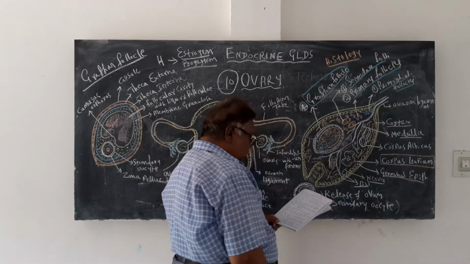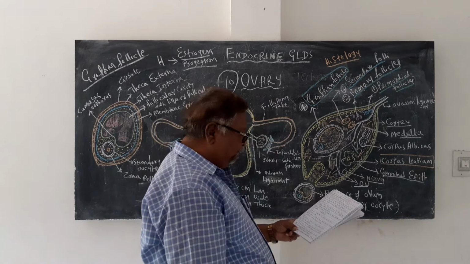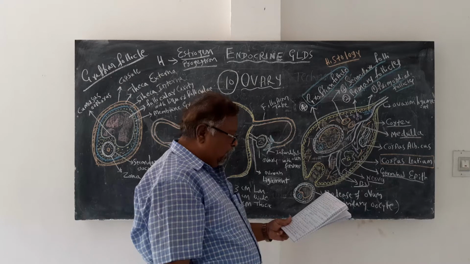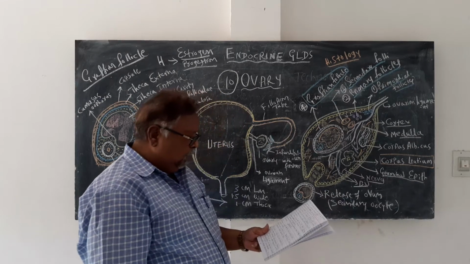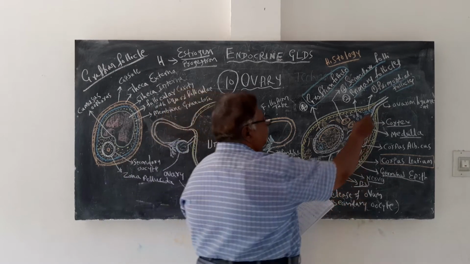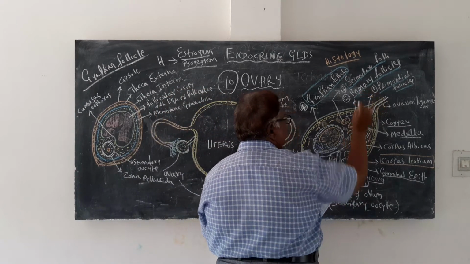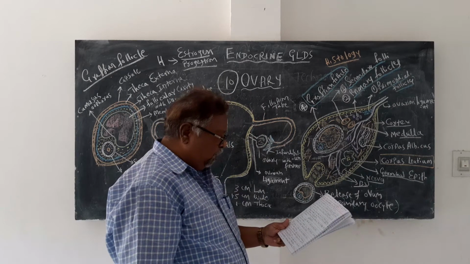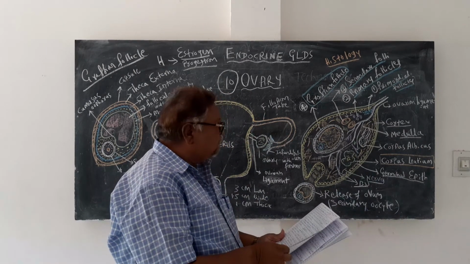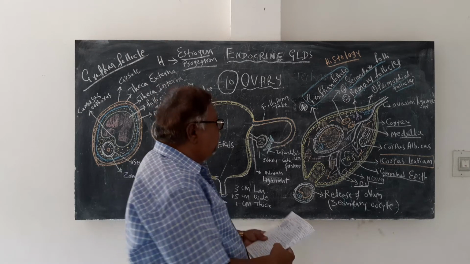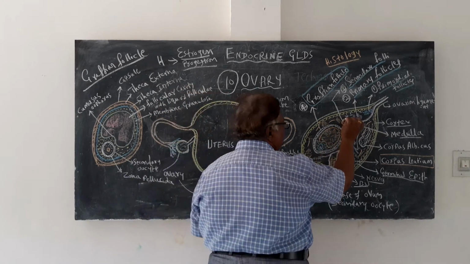Central nucleus of the oogonia surrounded by a single layer of cuboidal cells. Then coming to the next, the second one is the primary follicle. Primordial, primary follicle. They have a single layer of columnar follicular cells. Single layer of columnar cells present here.